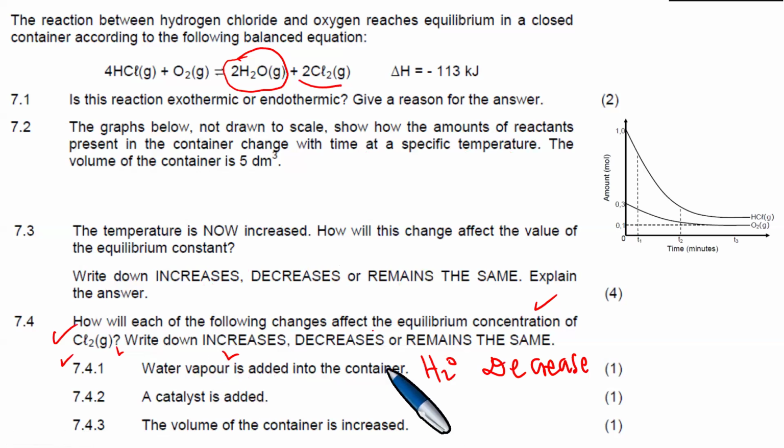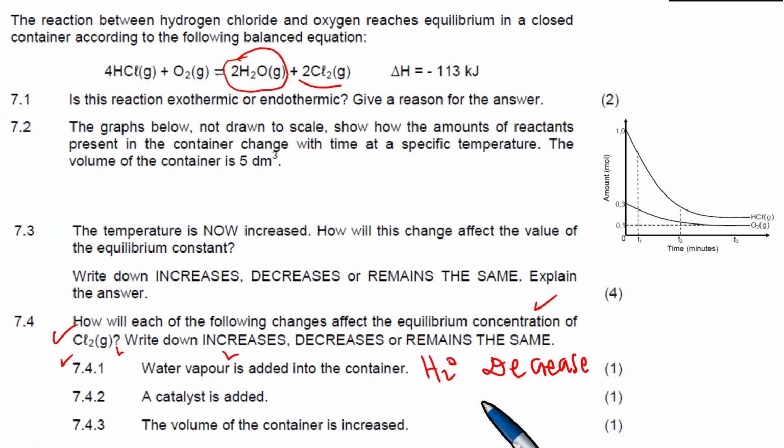Now in 7.4.1, we are asking how will each of the following changes affect the equilibrium concentration of CO2? If you just increase the amount of one of these, so you put more water vapor in the reaction vessel. Water vapor is added into the container.